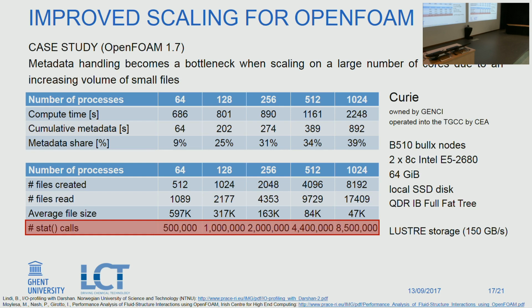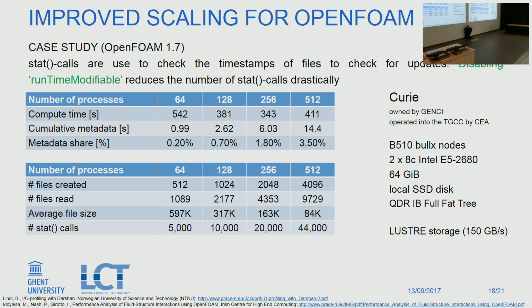There are a lot of calls to this routine, and it results in pretty high compute times, as you can see in the top row. If you focus on this row highlighted in red, you can see that if you stop runtime modifiable, the number of stat calls decreases by a factor of 100. I don't know if you remember the compute time, but it's also a factor of 2 in wall time from runtime modifiable. I have to mention that this was done in OpenFOAM 1.7 and I haven't reproduced it, so I'm hoping that in more recent versions this was changed and is done more efficiently. But it's something to look into when you're running on HPC.